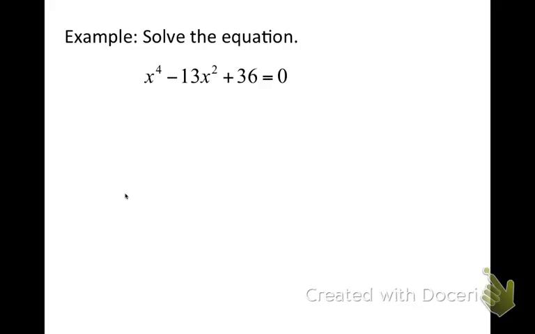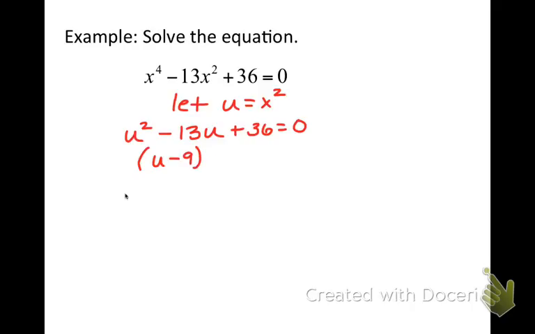So I like to use the u substitution. It makes it easier on me, especially when we get to higher things. The trick when you do u substitution is you always let u be the middle term. So if I let u equal x squared, then this whole entire equation becomes u squared minus 13u plus 36 is equal to 0. Is that factorable? Yeah, we just did it, right? -9 and -4. So that factors to u minus 9, u minus 4 is equal to 0.